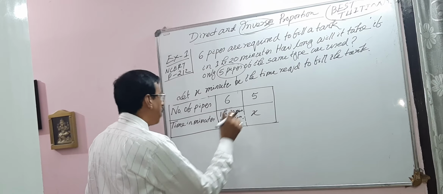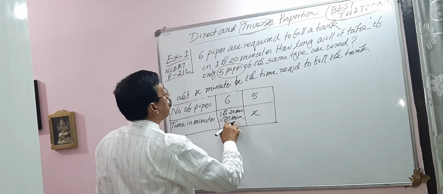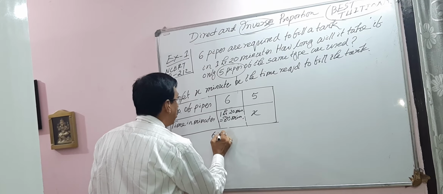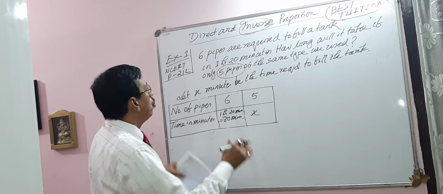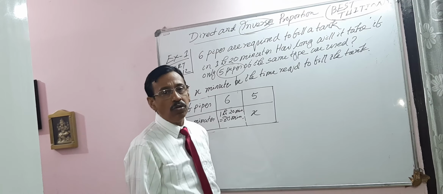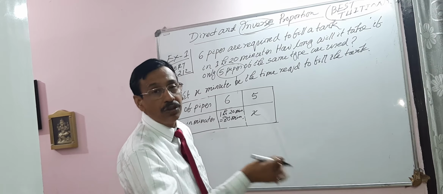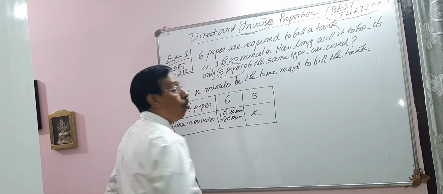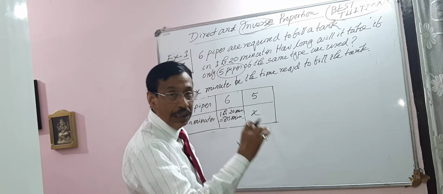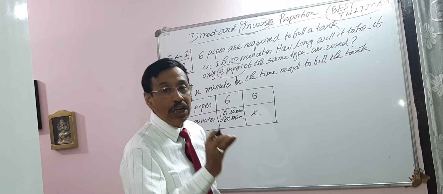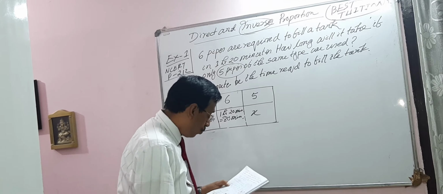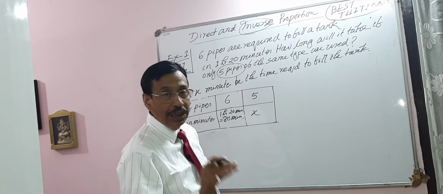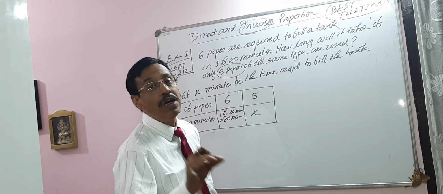What was the formula? x1 y1 is equal to x2 y2. Clear? Before that, one thing: you have to give a statement to show the logic that it is a case of inverse proportion. What will you write? Lesser the number of pipes, more will be the time required to fill the tank. So it is a clear case of inverse proportion.